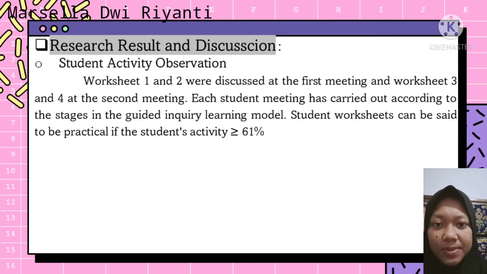Student activity observation. Worksheets 1 and 2 were discussed at the first meeting and worksheets 3 and 4 at the second meeting. Each meeting was carried out according to the stages in the guided inquiry learning model. The student worksheet can be said to be practical if the student activity is above 61%.